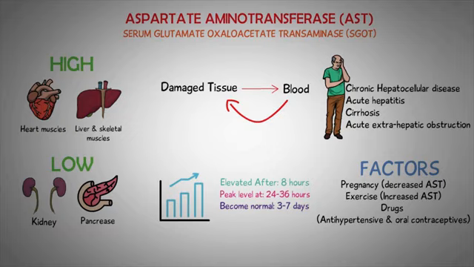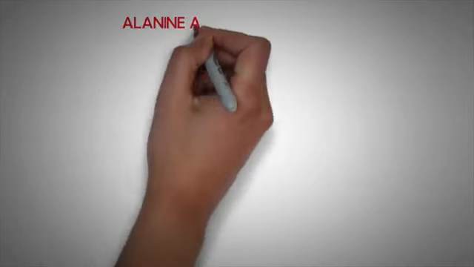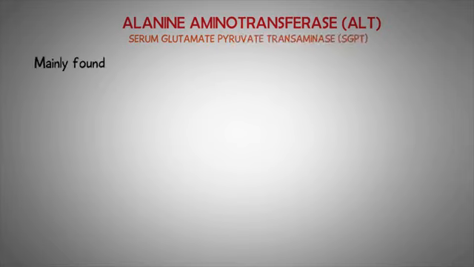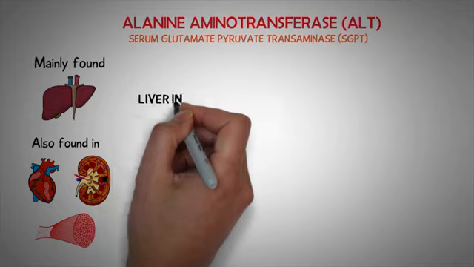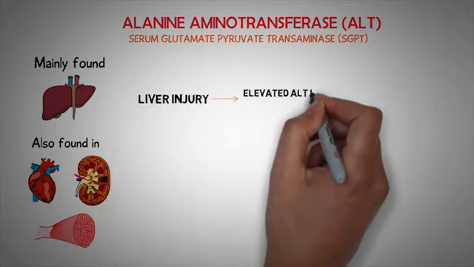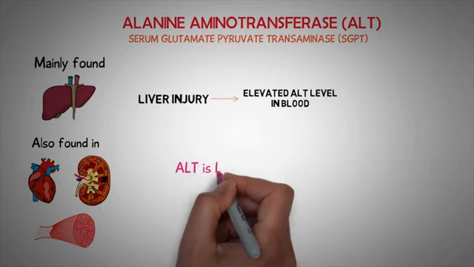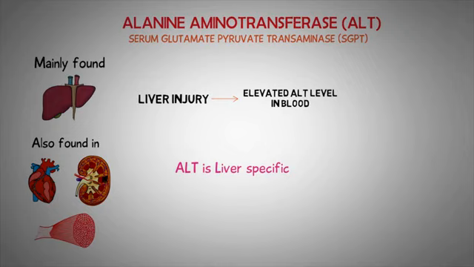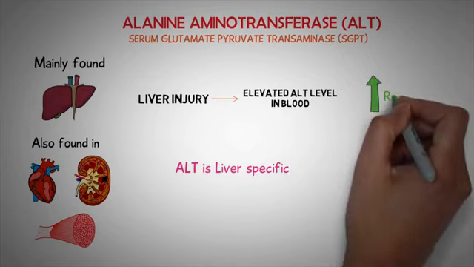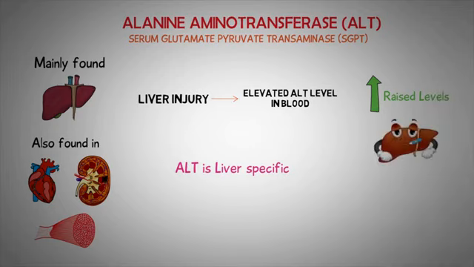The third test we will talk about is alanine aminotransferase, ALT. ALT was previously called SGPT, which stands for serum glutamate pyruvate transaminase. ALT is mainly found in liver. Lesser quantities are in heart, kidney, and skeletal muscles. Liver injury causes elevation of ALT levels in blood. ALT is a more liver sensitive or specific indicator of liver diseases as compared to AST. Its level is directly related to the extent of cellular injury, and raised level of ALT can be seen in chronic alcoholism, hepatic cancer, and chronic cirrhosis.